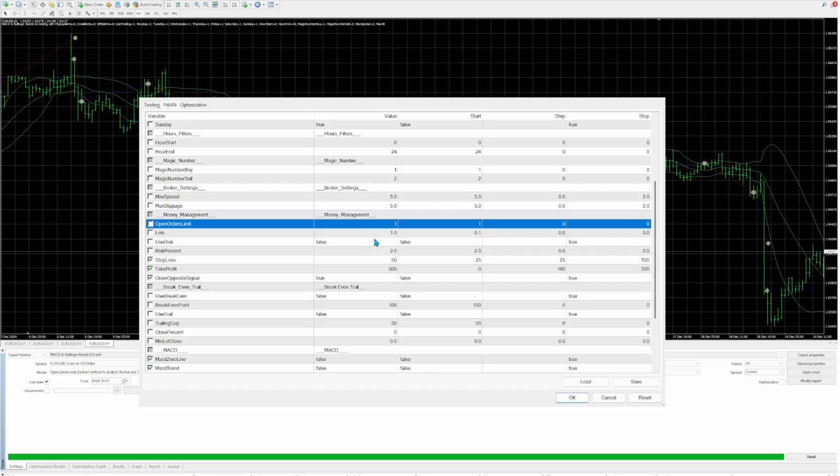Open orders limit, set to 1 by default. This will allow a maximum of 1 open buy and or 1 open sell trade at any time. Having this set at 1 just avoids duplicate or very similar trades.